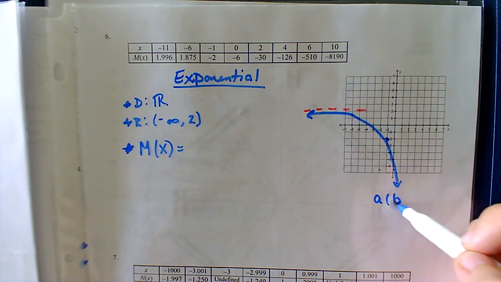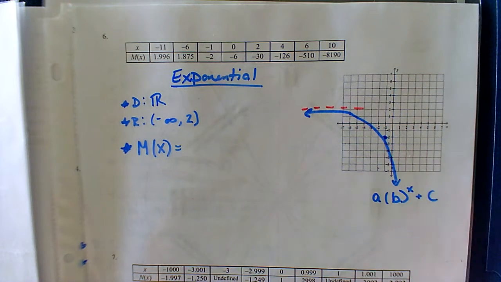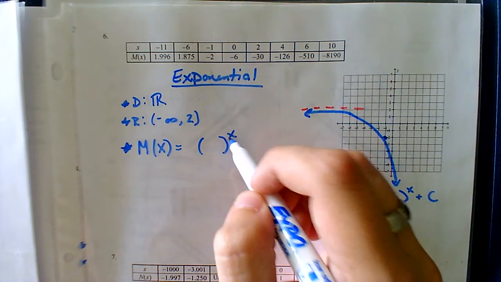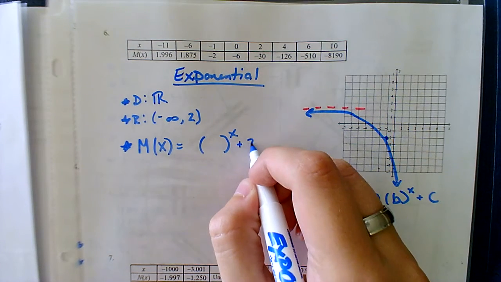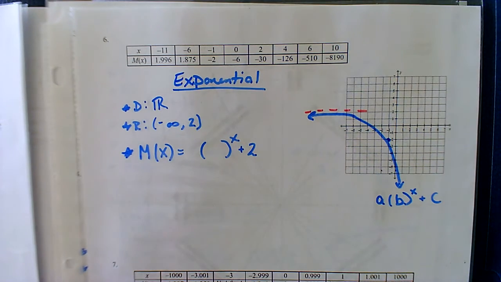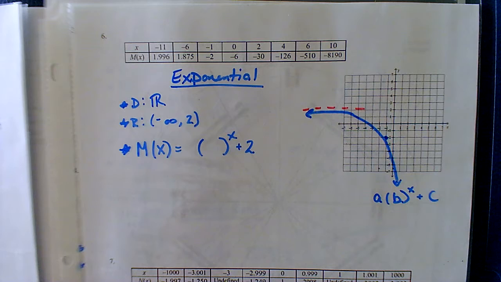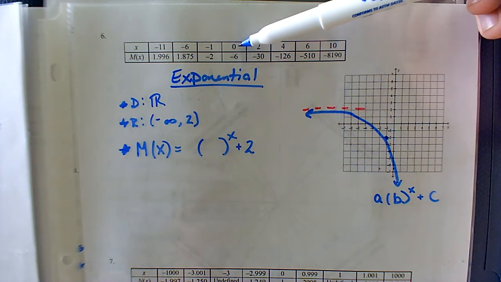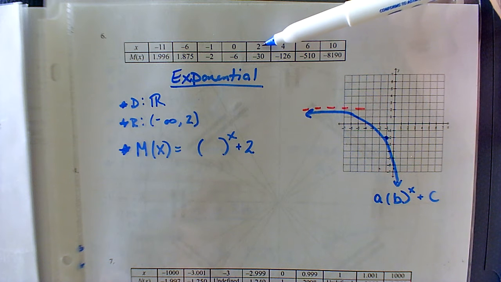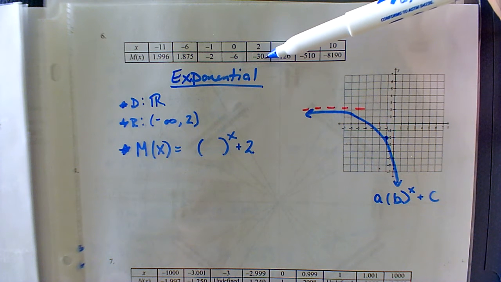Let's see. A times b to the x plus c. Let's try to figure out those values. Is there an easy one we can write in right off the bat? Plus 2. Plus 2, yep. All right. So this one's going to be a little tricky. Okay, you might have to guess some values. If you were to plug in 0, you should get negative 6. If you were to plug in 2, you should get negative 30.